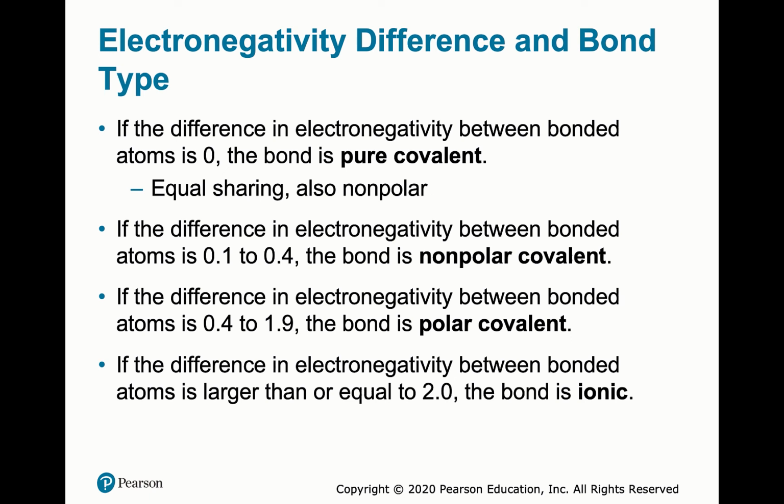If there is a difference of electronegativity between 0.1 and 0.4, this is nonpolar covalent. From 0.4 to 1.9, this is polar covalent. And if the difference is above 2, this is known as ionic. Why is this? Why do we care?